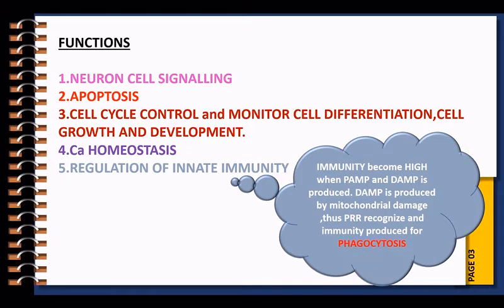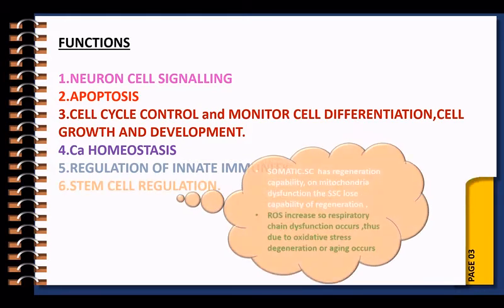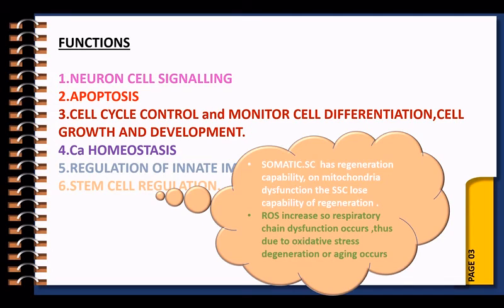And next function is stem cell regulation. Somatic stem cells have regeneration capability. On mitochondrial dysfunction, it means the cell is damaged, then the stem cell will lose the capability of regeneration because there will be no production of energy. The ROS, that is reactive oxygen species, will increase. So the respiratory chain, which is present in the mitochondria, will become dysfunctional. Thus, due to oxidative stress, the degeneration or aging will occur in that cell. So it helps in stem cell regulation too.